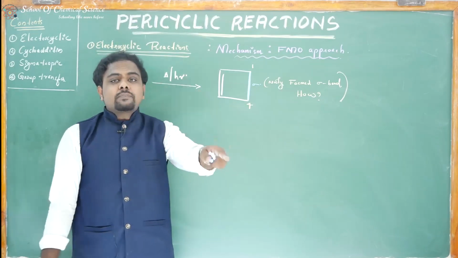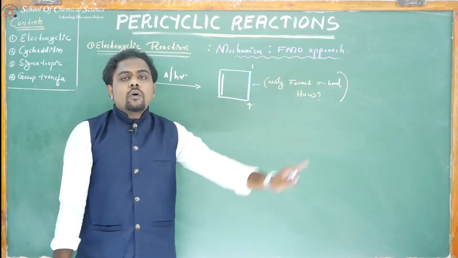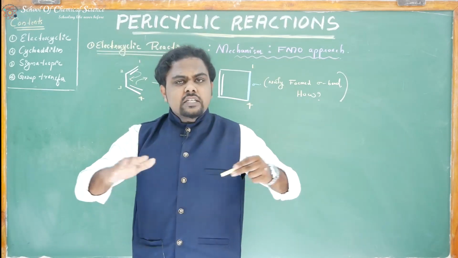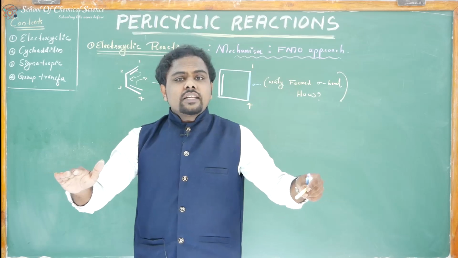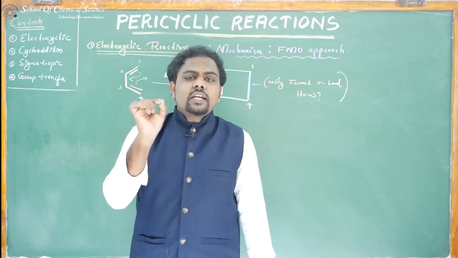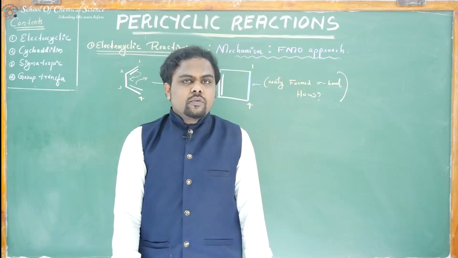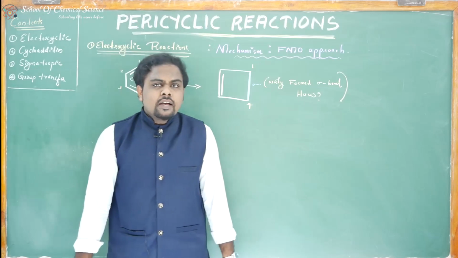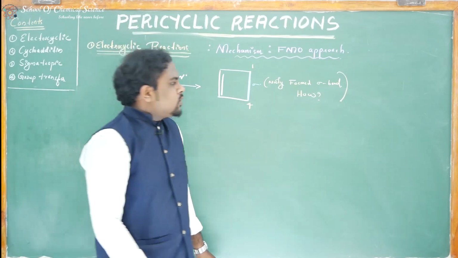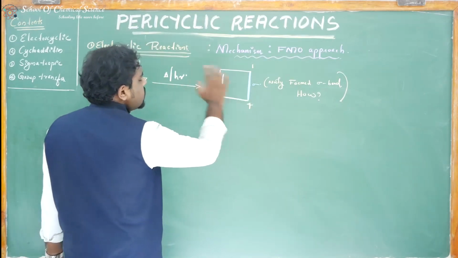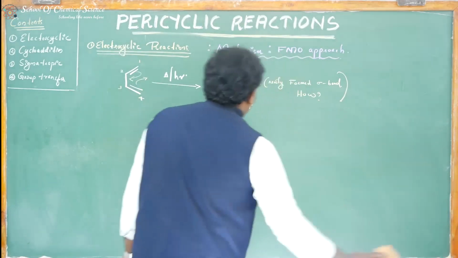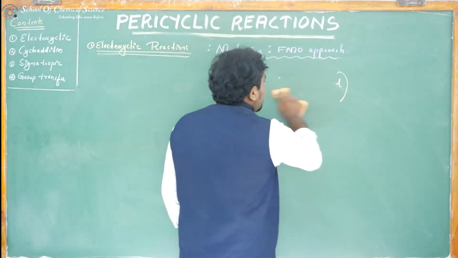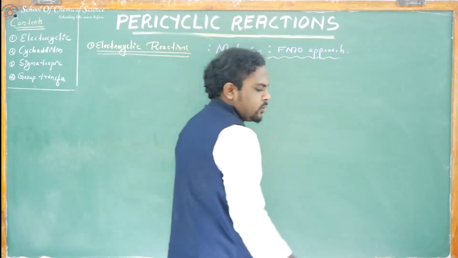How? That is explained by Frontier molecular orbital approach. First of all, I will explain the conventional mechanism. After that, I will give you a short trick for your CSIR NET exam. So, how is this sigma bond formed? That is our question, and it is explained by Frontier molecular orbital approach.